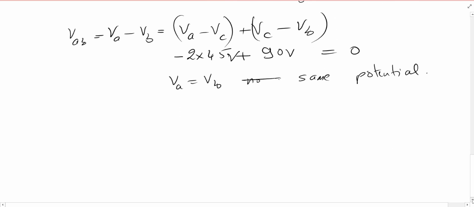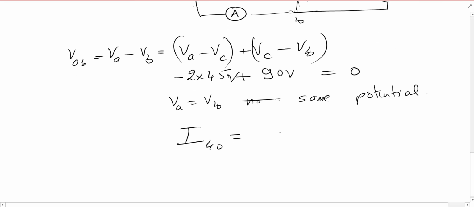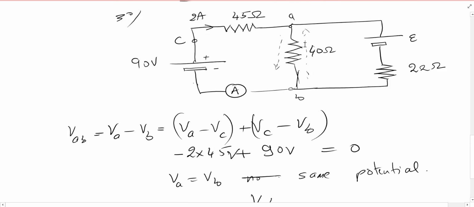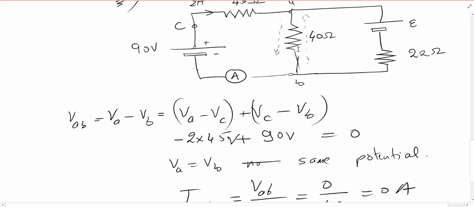As a matter of fact, if I want to find that current, I call that I40. So I40 will be equal to the potential difference between A and B, so it's VA minus VB, or VAB, divided by that 40 ohms. That's why I was saying the 40 ohms doesn't matter, as long as they have a finite resistor in here. So this is 0, the numerator is 0, the denominator is 40, so the answer is 0. So there is no current flowing through this 40 ohm resistor.